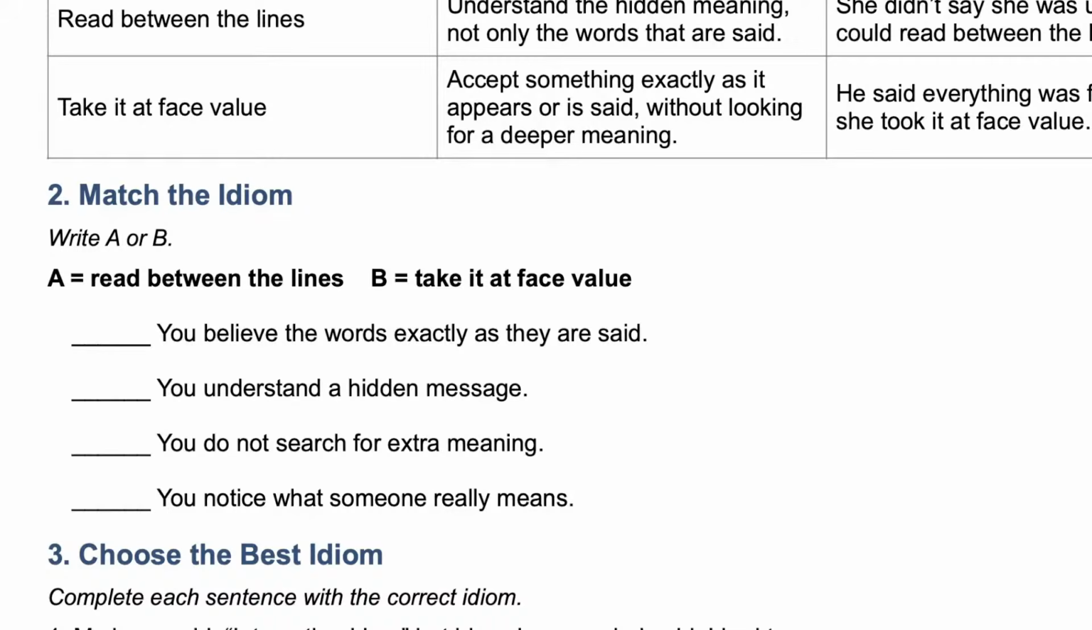Okay, so you notice what someone really means. So notice, right? That's the key word for number 4. So it's not said, it's not explicit, it's implicit. You notice maybe by the body language or by their facial expression. So you're reading between the lines by noticing the person and understanding what they really mean, not what they are saying. Okay, good.